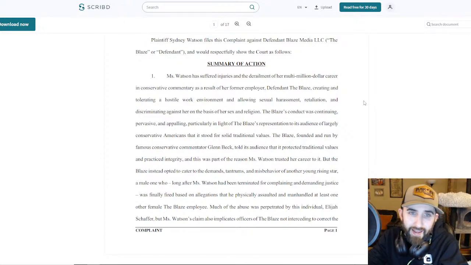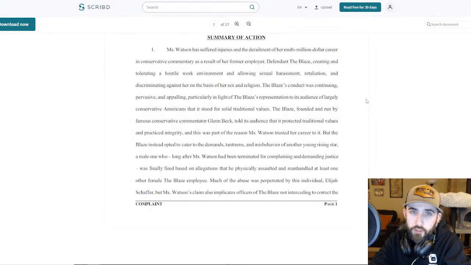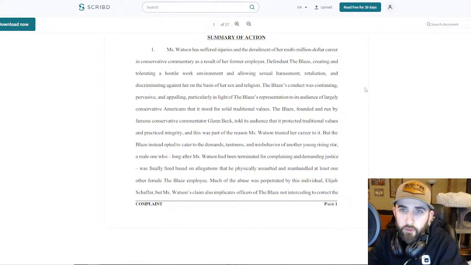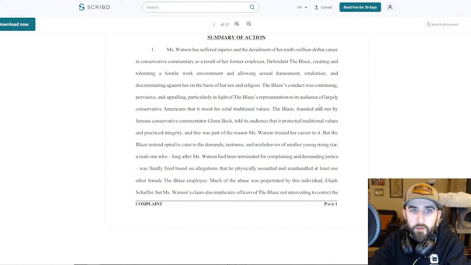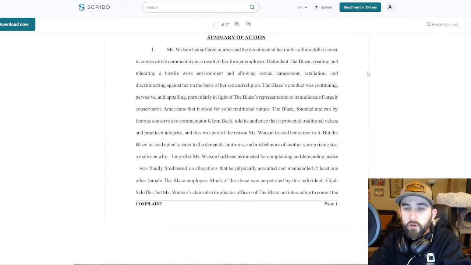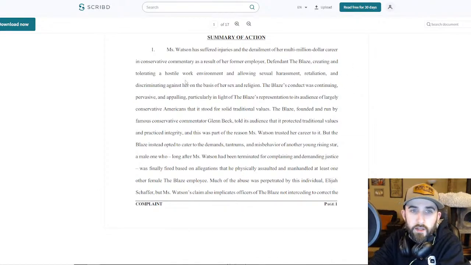So, summary of action. I apologize if most of you have already seen this or read through it, but I just kind of want to get a brief summary before we jump into the controversy and drama about Sydney. Miss Watson has suffered injuries and the derailment of her multi-million-dollar career in conservative commentary as a result of her former employer, defendant The Blaze, creating and tolerating a hostile work environment and allowing sexual harassment, retaliation, and discriminating against her on the basis of her sex and religion.